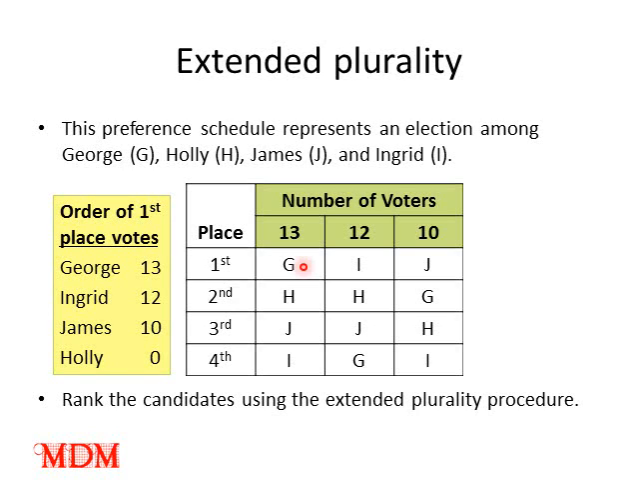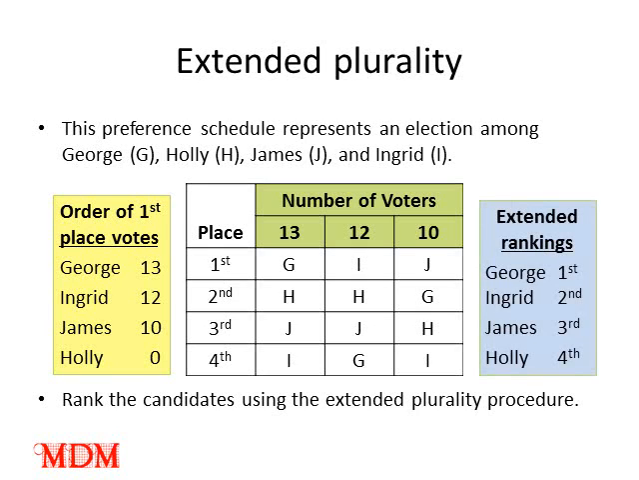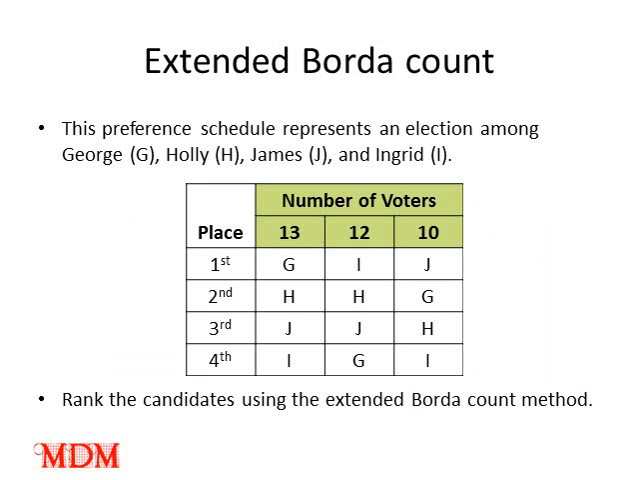Looking at this, we see that George had 13 first place votes, Ingrid has 12, and James has 10. But Holly doesn't show up at all on the first place list, so Holly has 0 first place votes. Now we're going to do an extended ranking, and we can see that these really are already in order. George is first, Ingrid is second, James third, and Holly fourth. This is how you would do extended plurality.